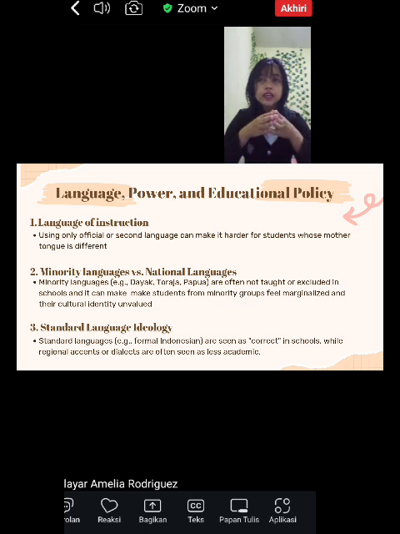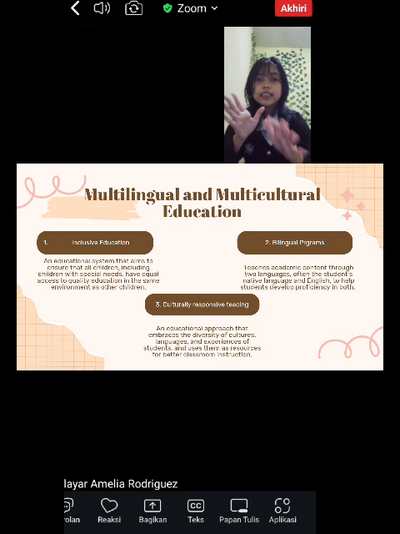In English too, students who speak Scottish with a thick accent might feel marginalized if the teacher keeps requiring standard English in the classroom. Then, next slide: multilingual and multicultural education.